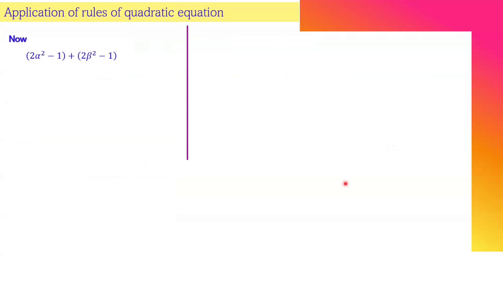Now, 2 alpha square minus 1 plus 2 beta square minus 1. If you simplify it, it is 2 times alpha square plus beta square, minus 2. We already calculated this alpha square plus beta square. This is b square minus 2ac over a square, times 2, minus 2. Simplified, we get 2b square minus 4ac minus 2a square over a square.